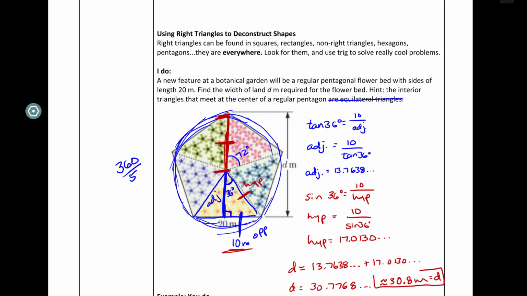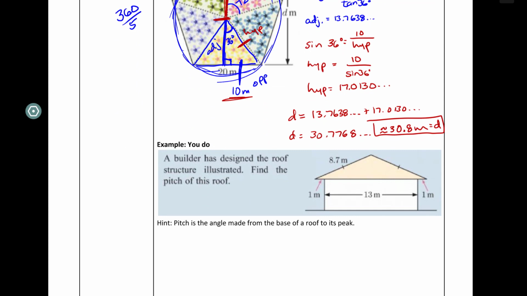Just with a little bit of trig, and not very much information, we can solve all kinds of interesting problems. This is where the creativity and the fun of geometry and trigonometry come in. Find those right triangles, you can find them everywhere. In fact, you can even find them on the roof of your house.